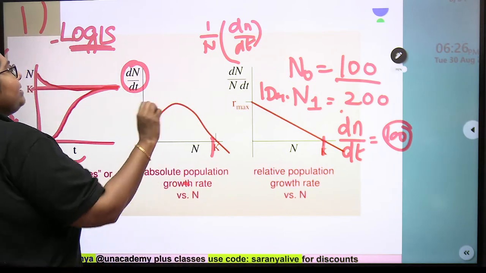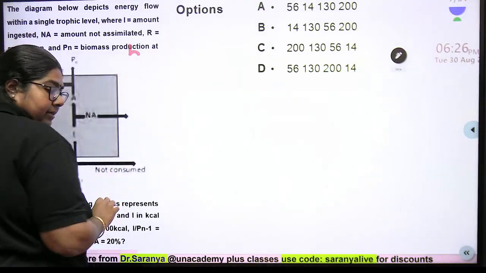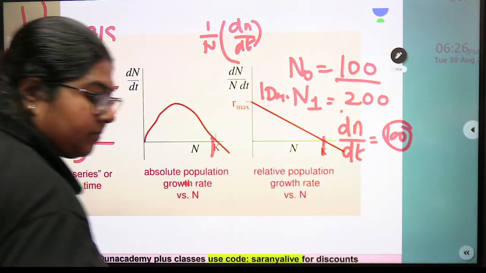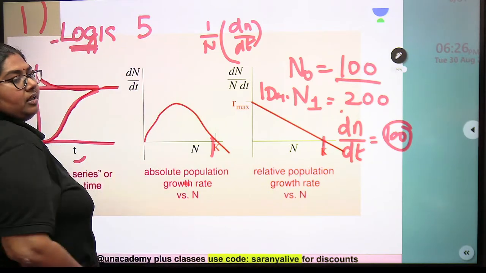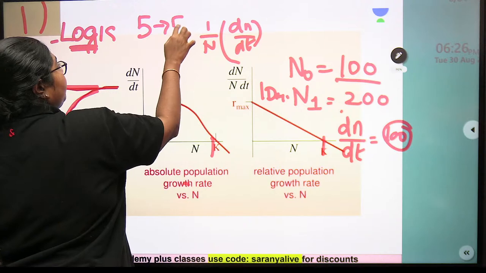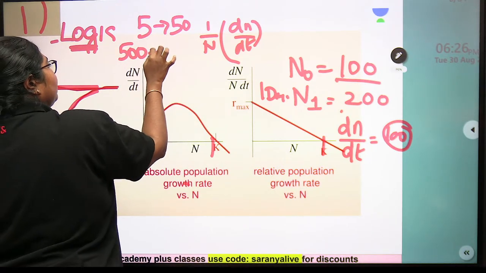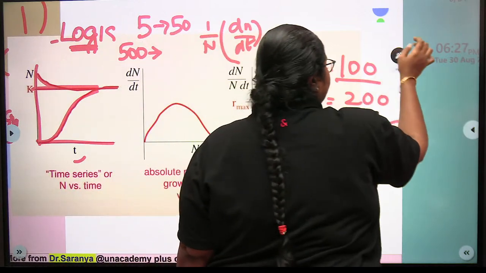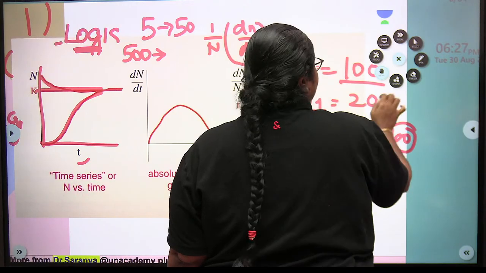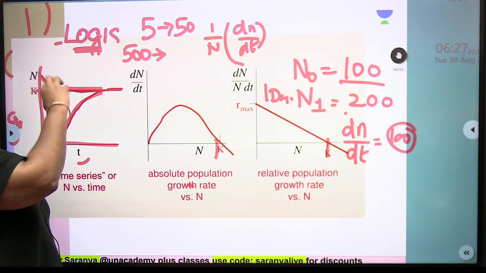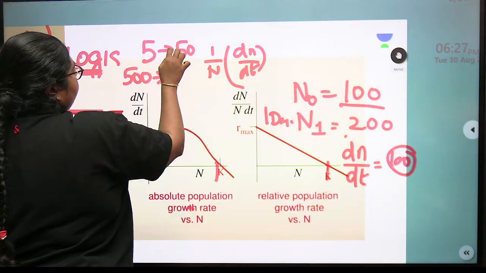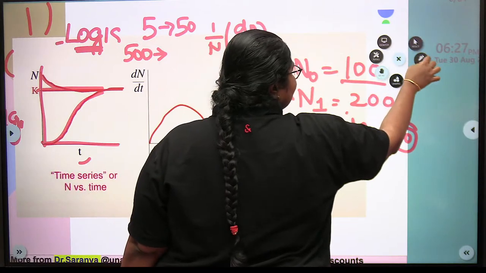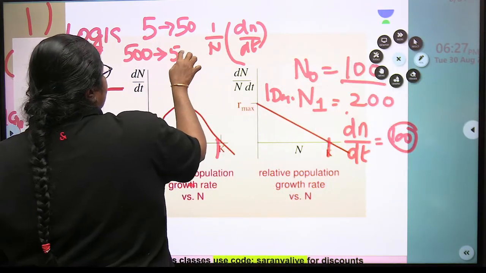For example, listen carefully. I have 5 organisms, and these 5 organisms become 50. If I have 500, what will it become? 5 is becoming 50, so if it is 500, it will become how much? Put a zero to it, that's all. Exactly, so it is becoming 5000.